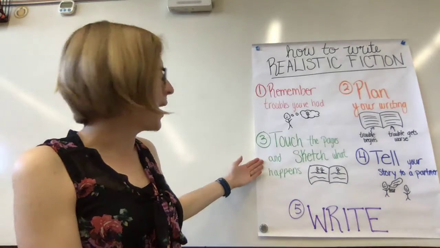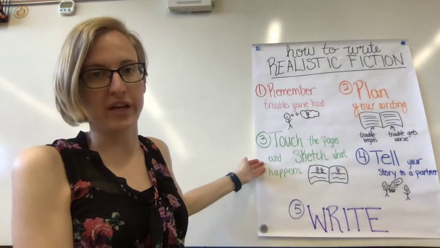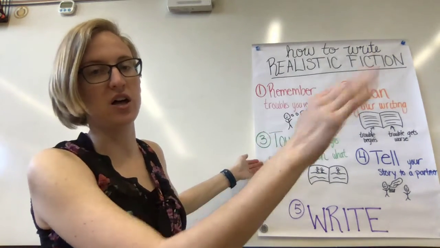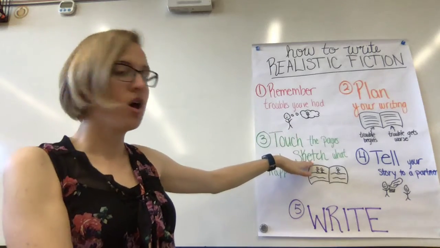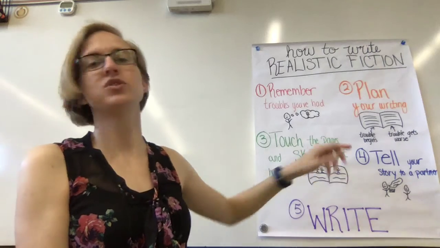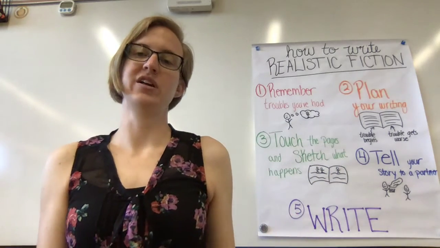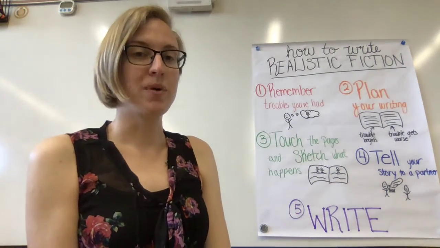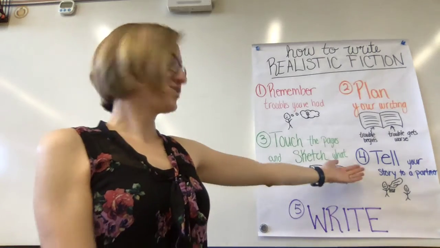Plan out your writing by touching the pages if you're using actual paper, and you can touch and tell, or you can touch and sketch. Remember, just a little sketch at the top of each page so that you can remember what you want to have on each page if you're writing with pencil and paper. And then tell your story to a partner.